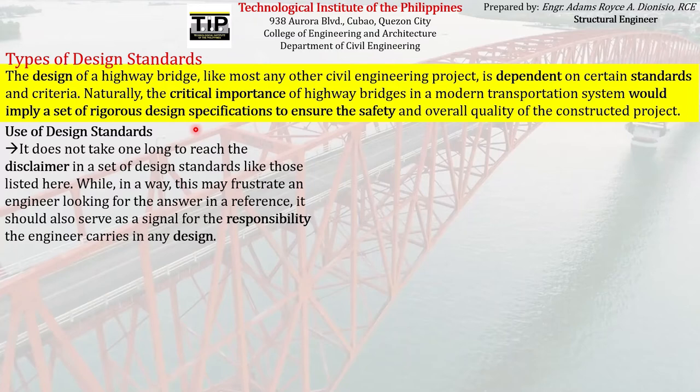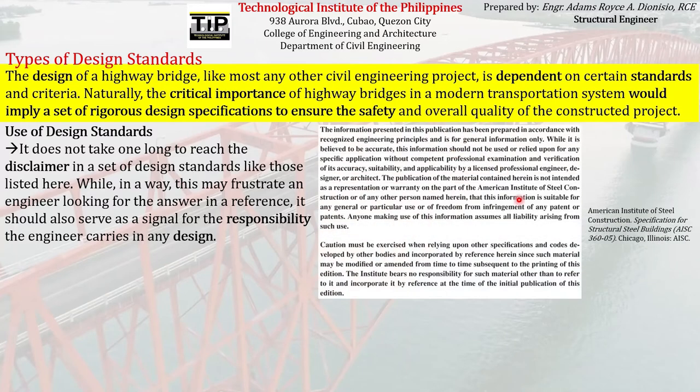you can notice that there is what we call a disclaimer, such as this coming from the AISC specification for structural steel buildings. There's actually a disclaimer that can be found on AISC 360-05, the specification for structural steel buildings. So you can see on this disclaimer, and another disclaimer that can be seen on other design codes, that it was said here that while it is believed to be accurate, this information should not be used or relied upon for any specific application without competent professional examination and verification of its accuracy, suitability, and applicability by a licensed professional engineer, designer, or architect.